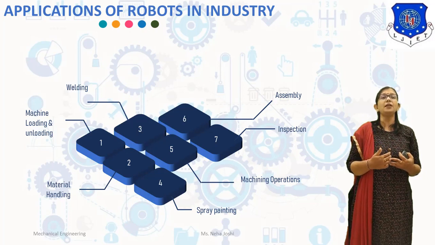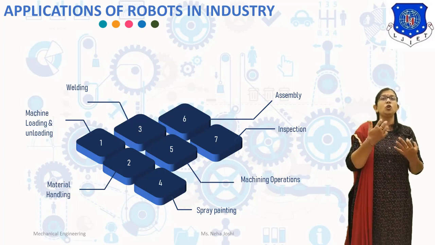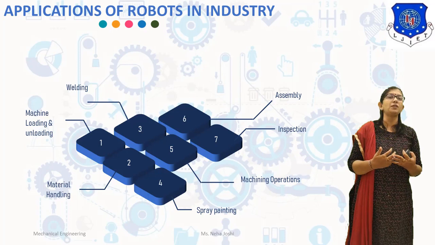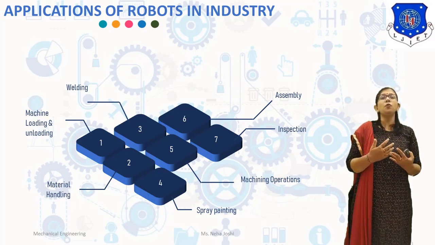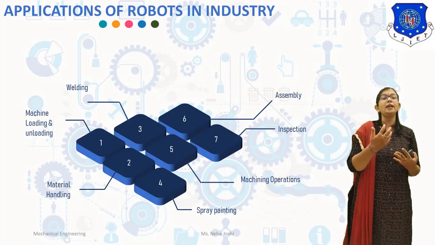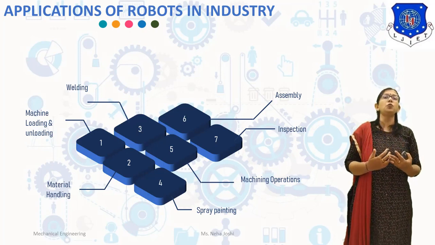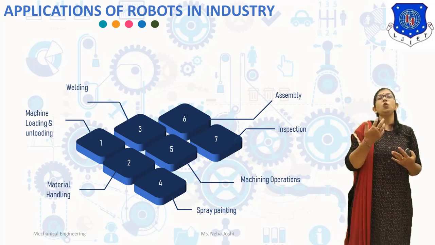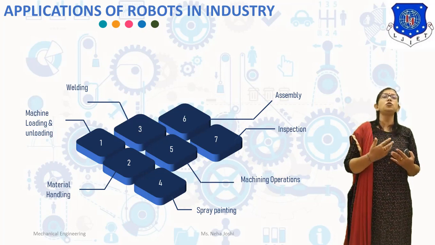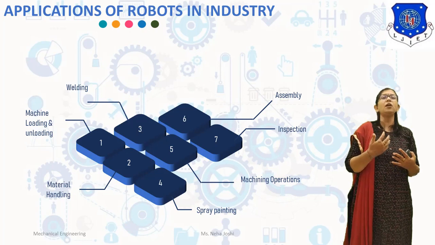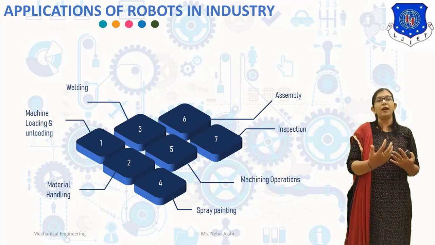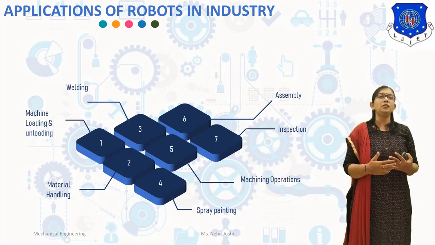The next application is machining operations. The robots are used for different machining operations like milling, drilling, grinding. The rotating spindles are used as end effectors. The tools are fixed to the rotating spindles for performing the machining operations. The robots used for machining operations are subject to high cutting force and hence should be robust. For that, the Cartesian configuration and cylindrical configuration robots are widely used in machining operations.